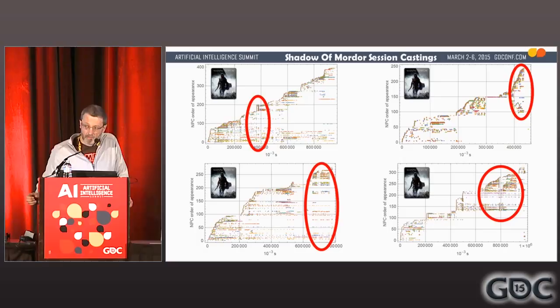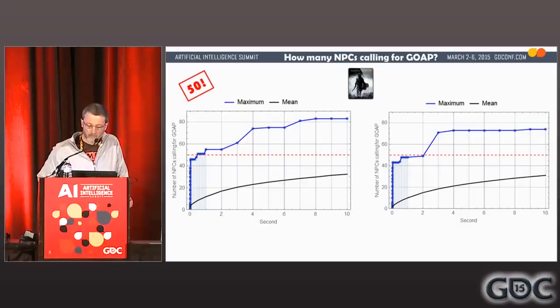And how close? One difficult graphic here: how many NPCs are calling for GOAP? If you remember what Peter told you, there is a 50 NPC limit. The 50 NPC limit on both graphics is that dashed red line. The easy thing is that the maximum number of NPCs calling is blue and the mean, the average, is black.